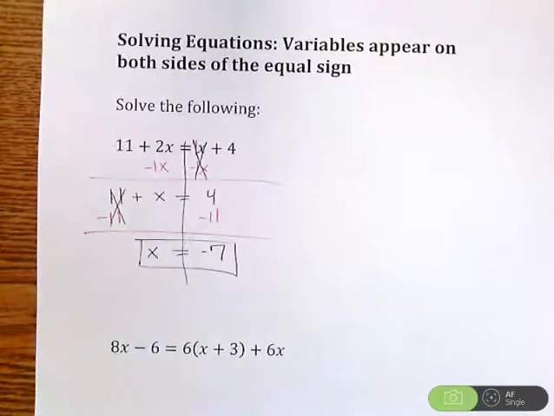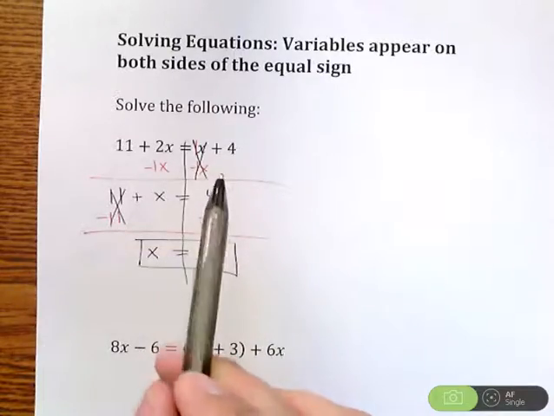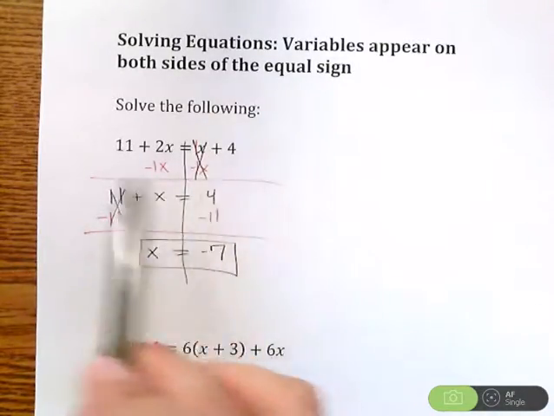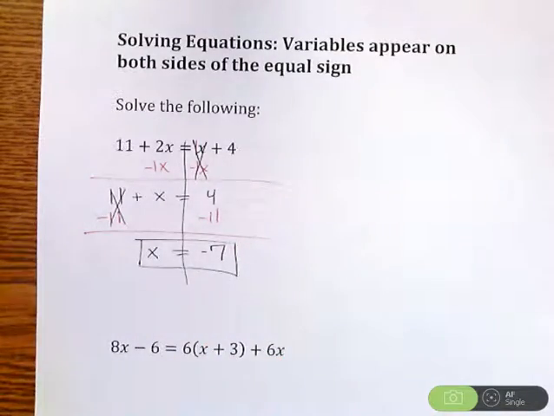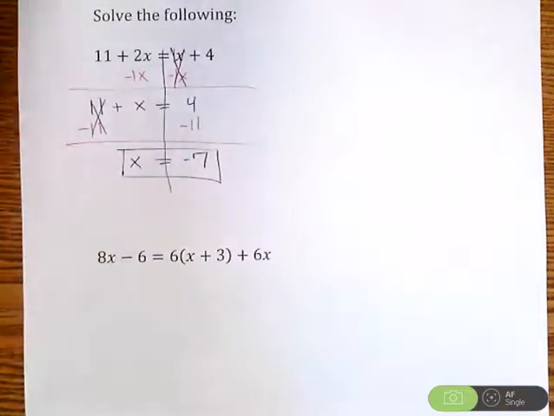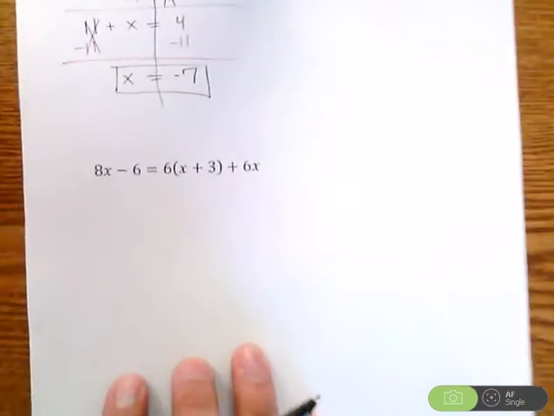So not really anything too crazy and new. All you have to do is make sure you get all your x's on the same side. Get them all on the left or get them all on the right. And then just solve like we've been solving in the past few videos. One more example for you here. I'm going to make it a little bit more complex.